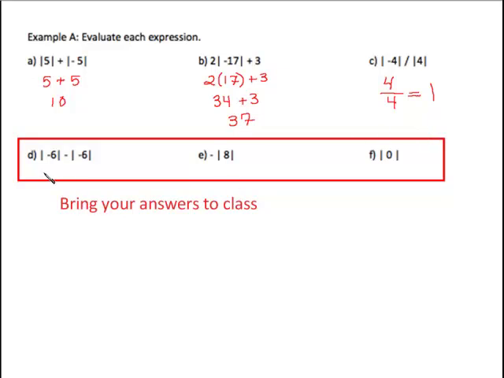For class, why don't you try D, E, and F. Get your answers down in your notebook, and put any questions or concerns you have about absolute value in your question box, and be ready for class with that.